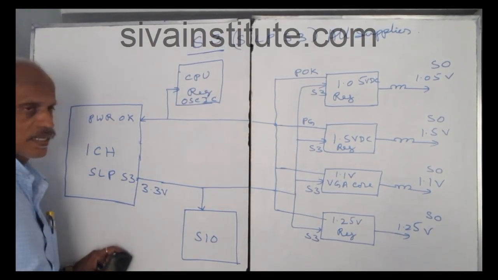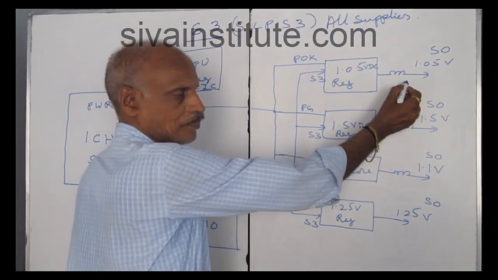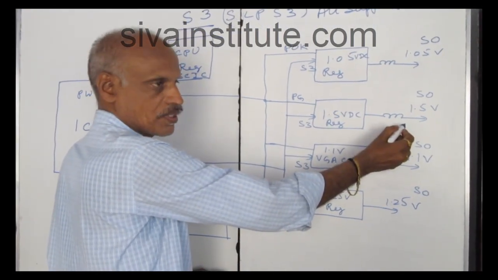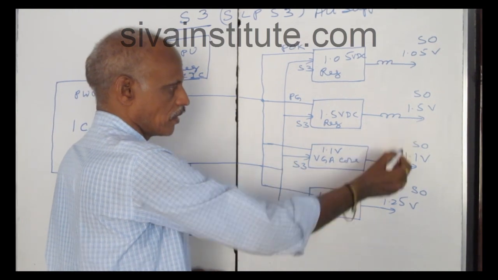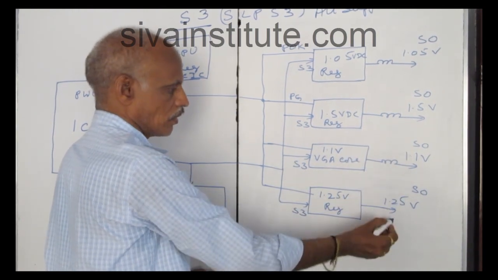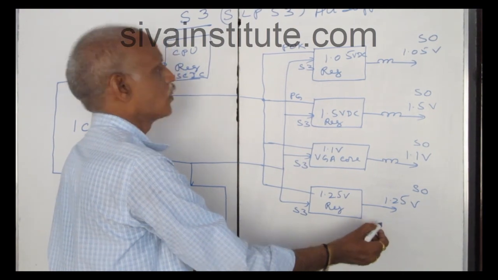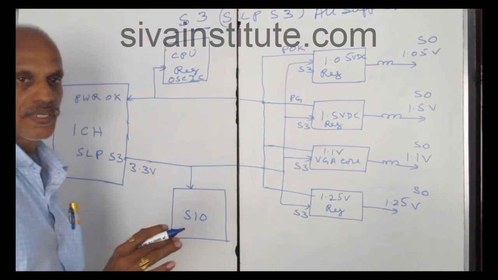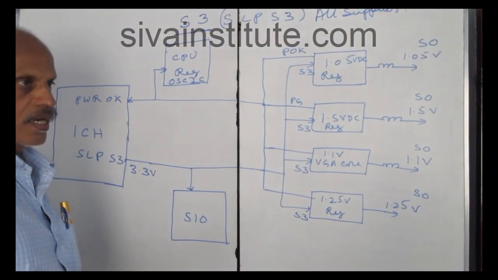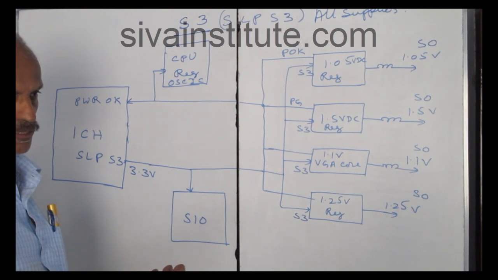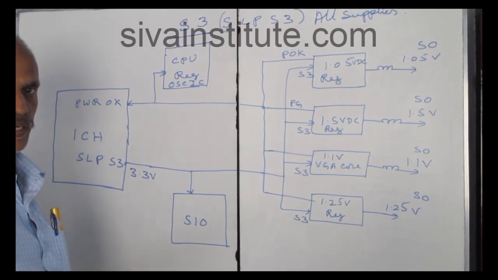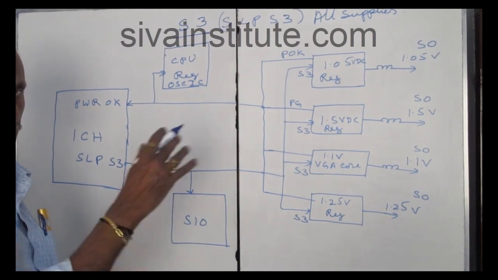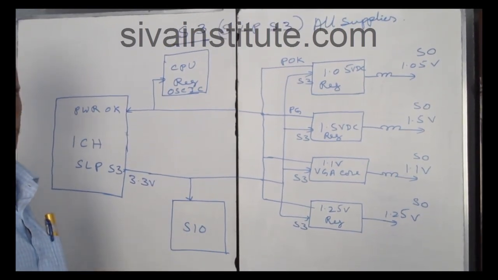After all these regulators, this voltage goes to CPU, ICH and GMCH. This voltage goes to CPU and ICH. This voltage goes to the graphic controller. This voltage goes to GMCH. So all regulators' voltages go to all chips. That means GMCH and CPU some voltages, ICH voltages, SIO chip and clock generator voltages. All voltages are released from these regulators.